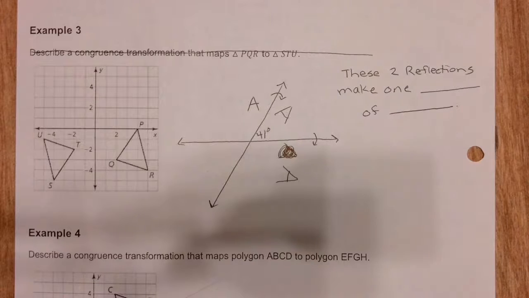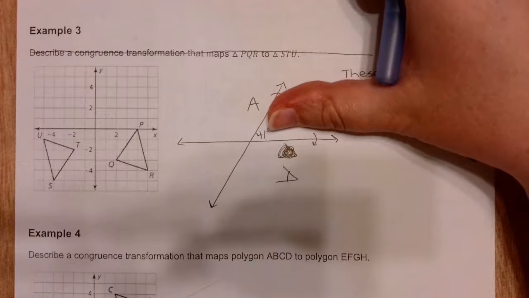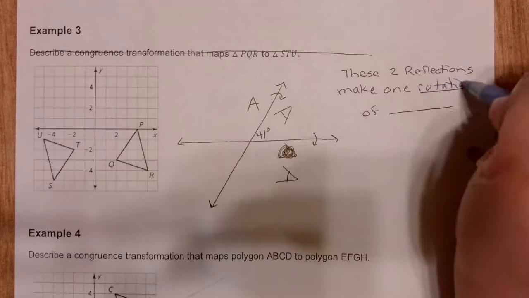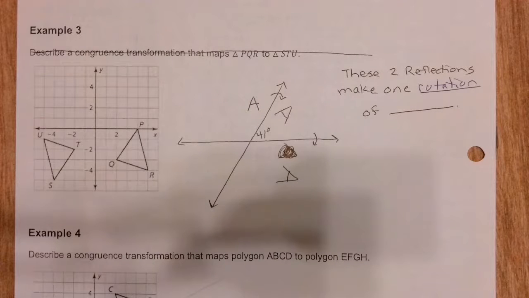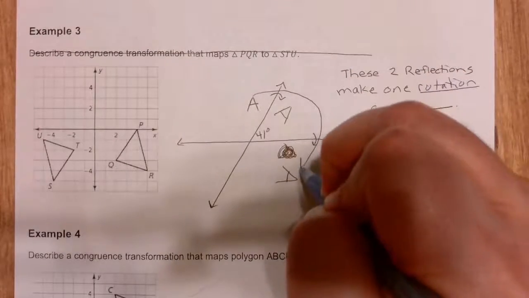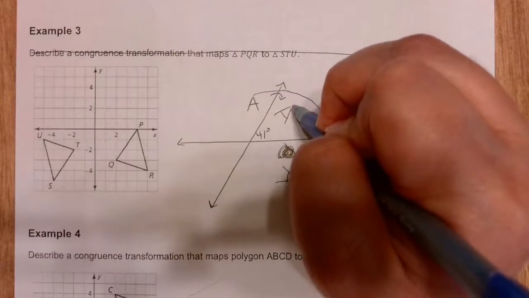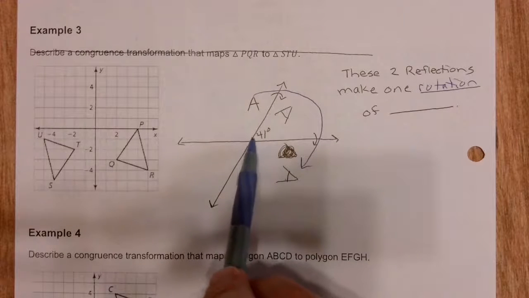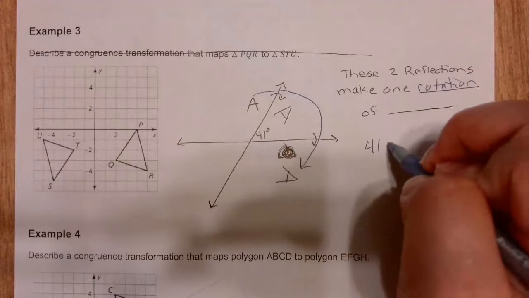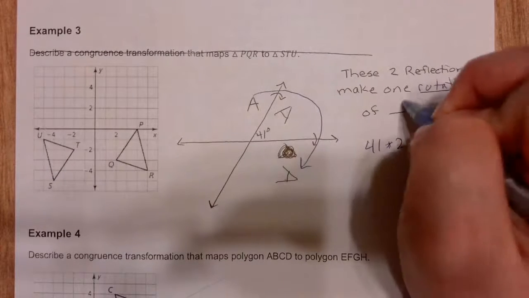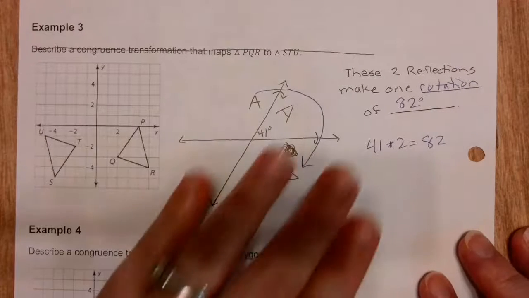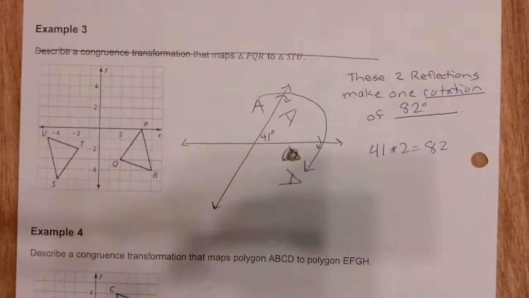So these two reflections make one what? If we ignore the middle one, what happened? It's a rotation. Of how much? How much is it rotated to get from the first picture to the last picture? The angle between is 41, so you multiply it by 2. Of 82 degrees. Fast little problem, you multiply that number by 2.